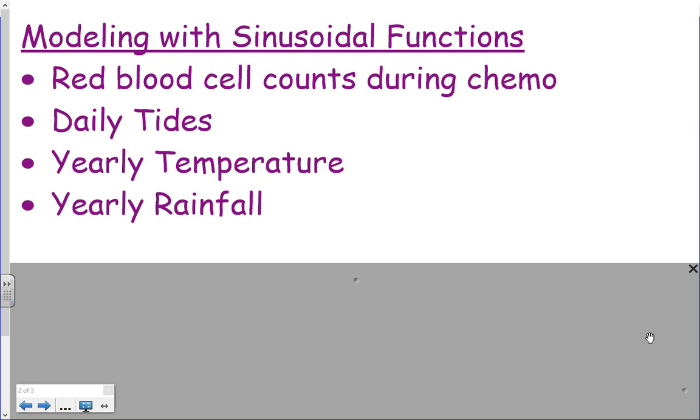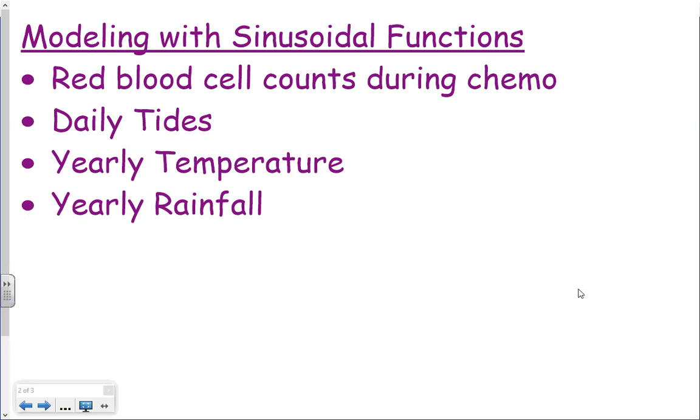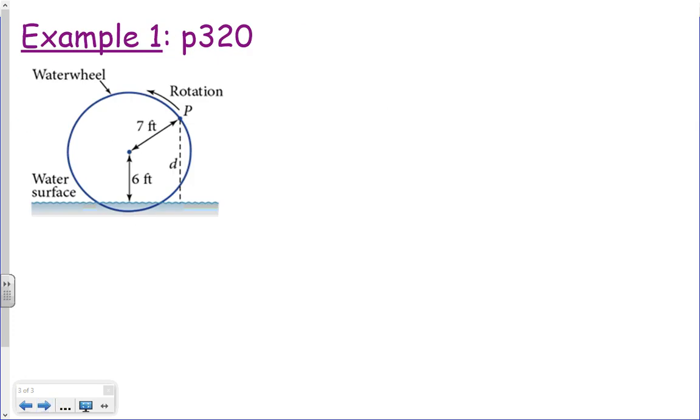And then the rainfall. You could have another example of keeping track of annual rainfall or precipitation, and you have highs at one point, lots of rain, and lows at another point, not as much rain. So those are examples of where you could use sinusoidal functions to model some real-world phenomena, and we'll definitely be using these for examples just like this. All right, so let's take a look at example 1 on page 320 in your book.